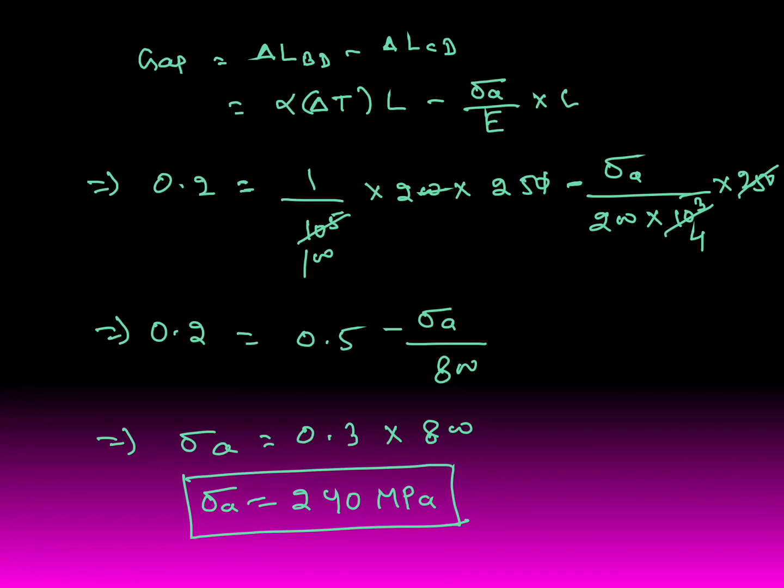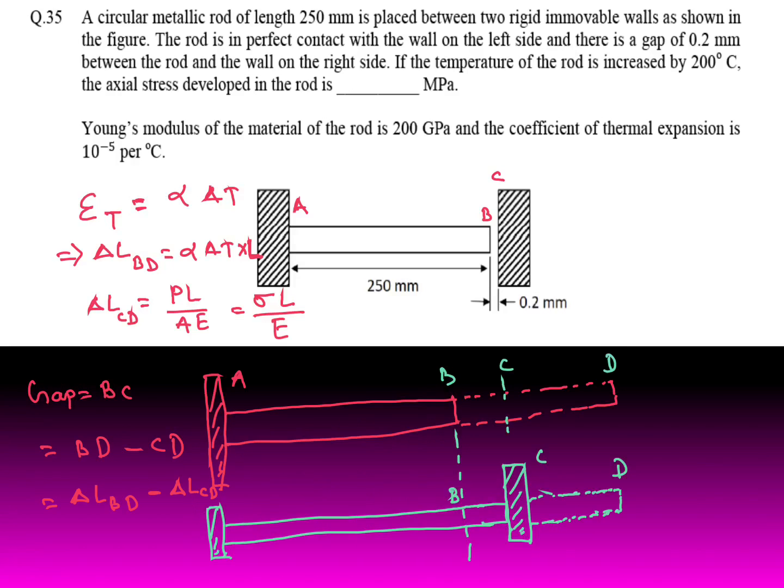So it's a fill in the blanks type question, 240 megapascal. First you have to consider, without this barrier it will expand up to D point, and because of axial stress this expansion is restricted up to B to C only, and CD, this expansion you will lose due to this barrier. So one axial stress is there which is restricting this expansion up to D point. So you have to consider this one: gap equal to delta L BD minus delta L CD.